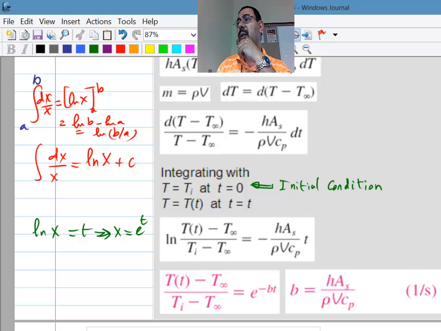So if you have ln x equal t, that means that x is e to the power t. So if ln of the temperature is this much, then the temperature is e to the power of minus all this times t. Or basically, if we call all this, hA over rho V c_p, P, we can just make it short by saying that T is equal to e to the minus Pt.